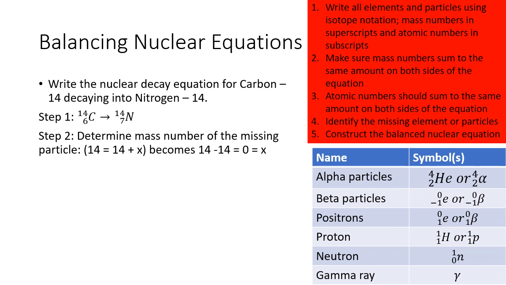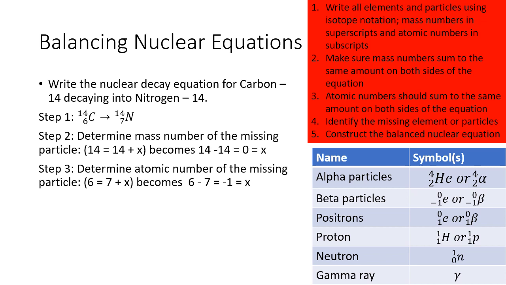Step 3, atomic numbers should sum to the same amount on both sides of the equation. So this is where it's handy to include the Z in your isotopic symbols, because if you don't, this step is difficult. Here we have 6 equals 7 plus x, which if we solve, x equals -1. So now, step 4, we're going to identify the missing element or particles. We take a look at the list of possible decay particles, and we notice that we have a mass of 0, so that makes it either a positron or beta particle. But we've got a -1 for the atomic number, so that definitely makes it a beta particle.